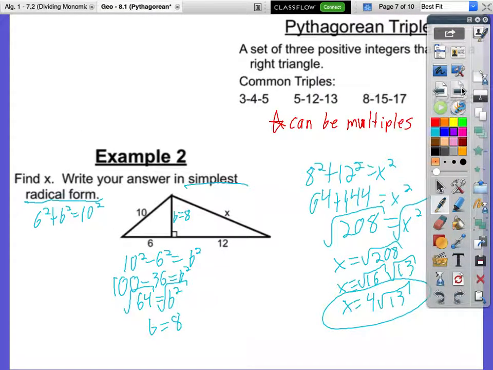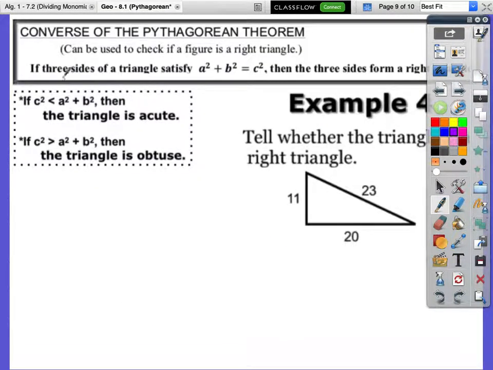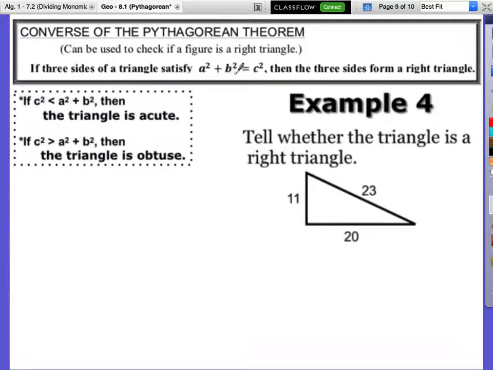So our converse, flipping that if and then around, says if three sides of a triangle satisfy a squared plus b squared equals c squared, then the three sides form a right triangle, with a and b being the legs and c being the hypotenuse, of course.